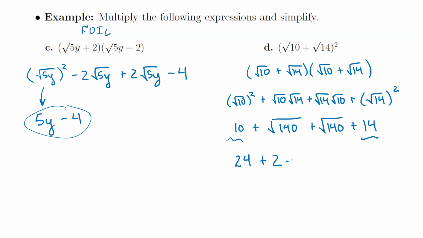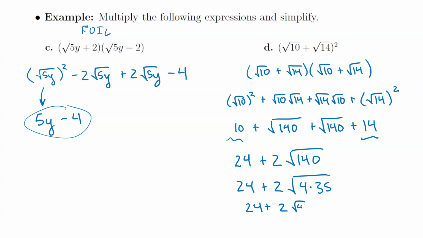These two can be combined into 2 square root of 140. But then lastly, don't forget, you need to check to see if there are perfect square factors in 140. And it does have a 4 in it. So it'd be 4 times 35. So it'd be 2 times square root of 4 times square root of 35. And of course, square root of 4 is 2, so 2 times 2 is 4. So it'd be 24 plus 4 square roots of 35.